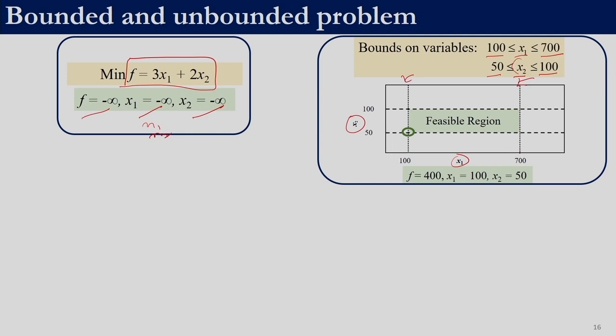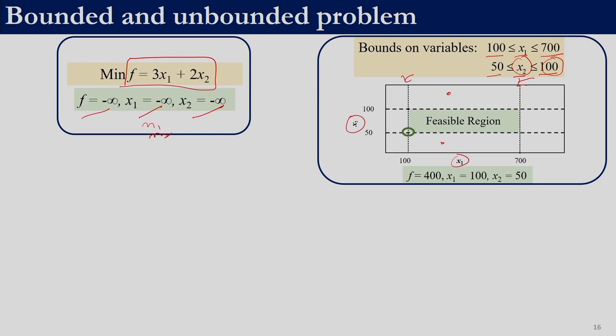Now we plot the feasible region of x2. So x2 has to be greater than or equal to 50. So any value over here is infeasible with respect to x2. With respect to x1, it is feasible, but with respect to x2, it is infeasible. Similarly, x2 has to be less than or equal to 100, so any value over here is infeasible with respect to x2. So the feasible region now is bounded. It is in this region that we are supposed to locate the best solution.